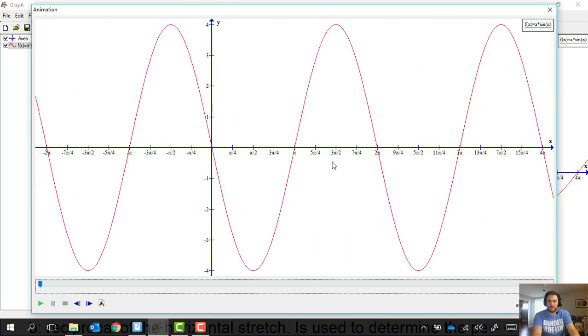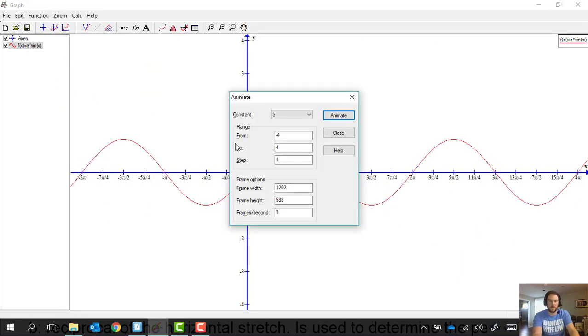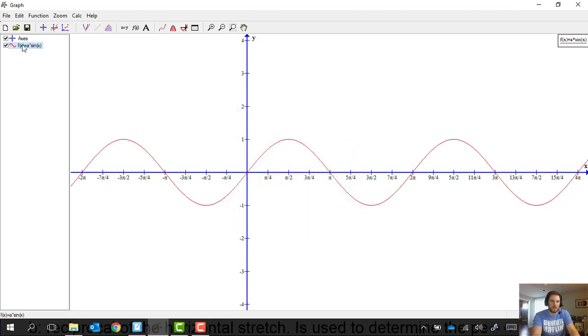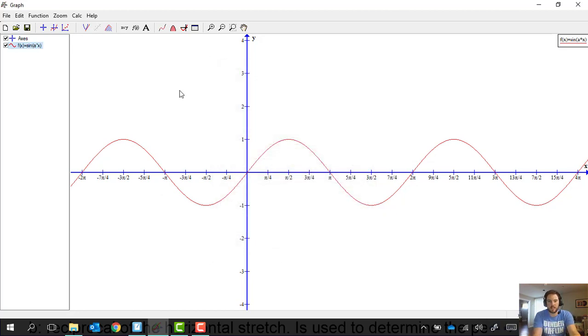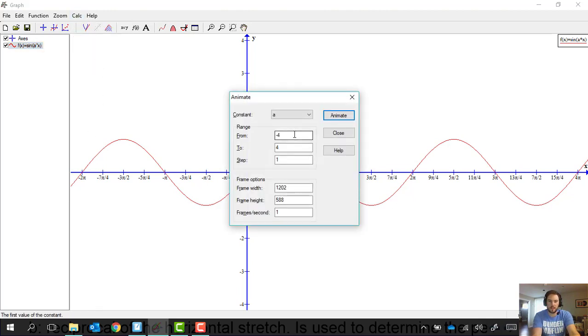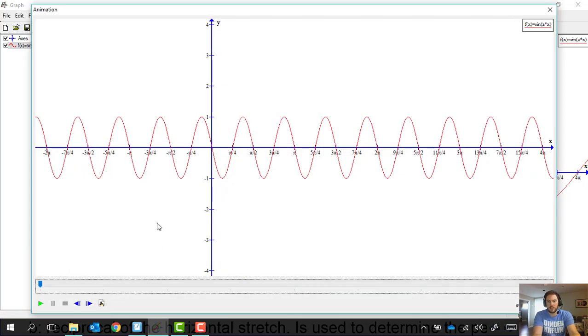All right, so now let's see what happens when I take this graph and we move the placement of A. So instead of having A outside of my sine, let's put A inside my sine. Okay, so now it's in the place of B. So let's see what happens here when I start to change the value of A. So again, let's go from negative 4 to 4, and let's see what happens.